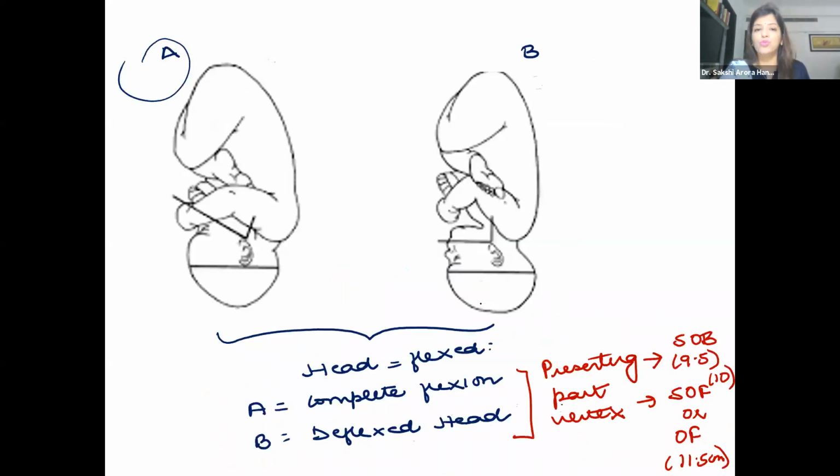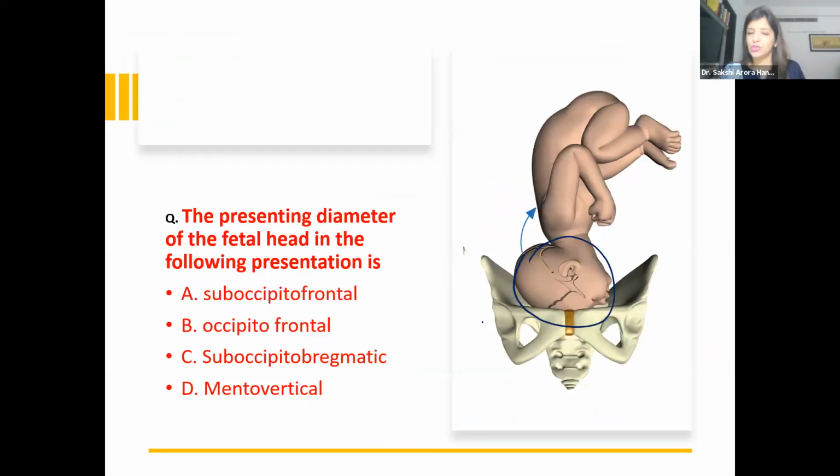So what you have to do whenever you get an image like this, you have to see how is the position of the neck. Is the neck flexed? Is the neck deflexed? Is the neck slightly extended, or is the neck fully extended? In this image, what we are seeing is that the neck is slightly extended. Because the neck is slightly extended, it means it's a case of brow presentation. And that means the diameter which is going to engage is mento-vertical diameter.